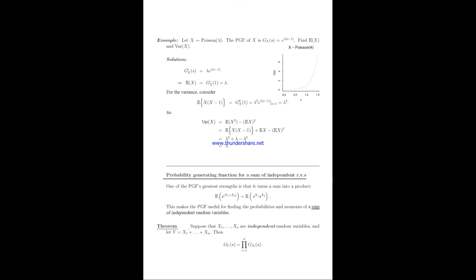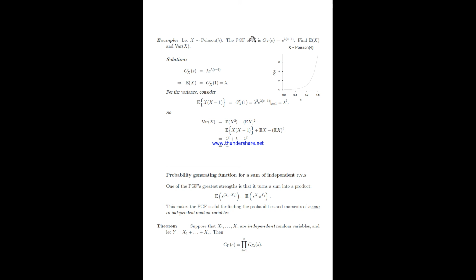Let's see, using this, how we are going to find the expected value and the variance of a Poisson distribution. Let's say X has a Poisson distribution with parameter lambda, and we know the probability generating function of the Poisson distribution is e to the power lambda into (s minus 1). We need to find the expected value and the variance using the probability generating function. Of course, we know that for a Poisson distribution the variance and the expectation are equal to lambda.